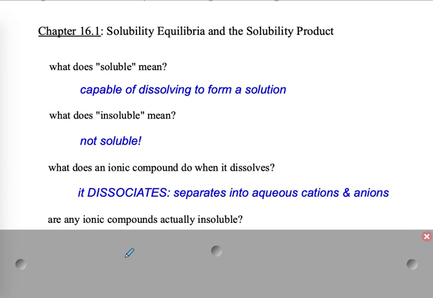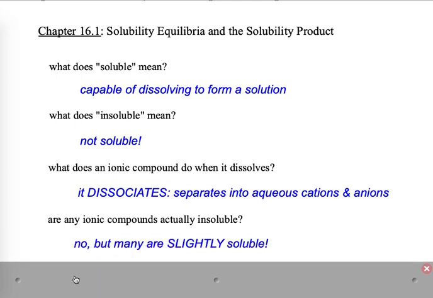And do you think any ionic compounds are actually insoluble? Well, this kind of points out one of the lies I told you in the first year of chemistry. When we talked about solubility of compounds, we kind of put them in two separate groups. Either it's soluble or it's insoluble. That really is a dramatic oversimplification. In fact, there aren't any compounds that are truly insoluble, but many are what we call slightly soluble.